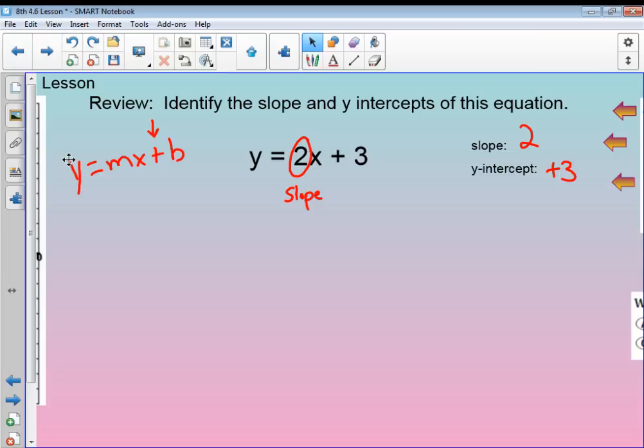Okay. Today in this lesson, we are going to be working kind of like we did in the activity, where we're going to actually be writing an equation similar to what we have here.